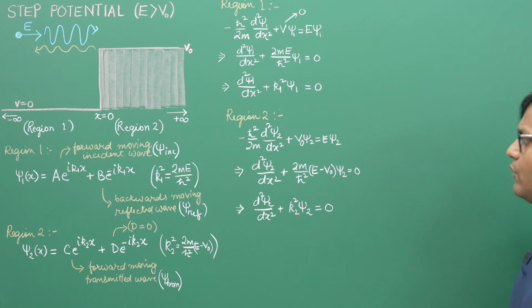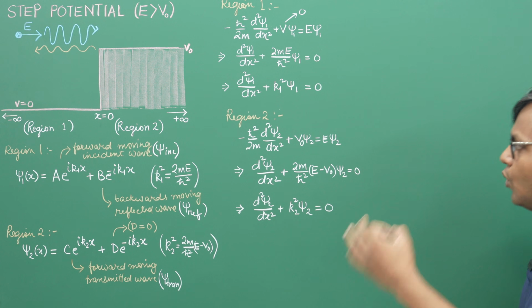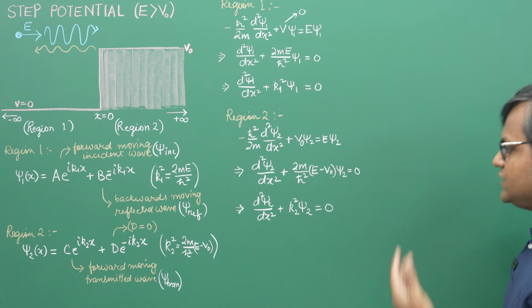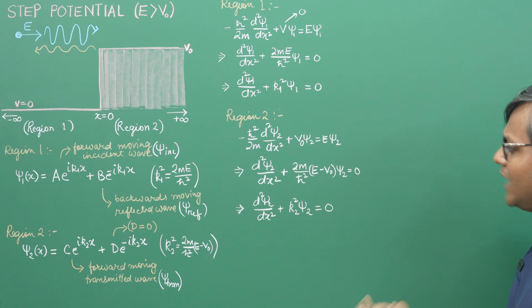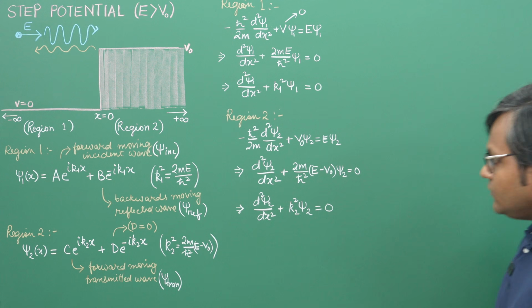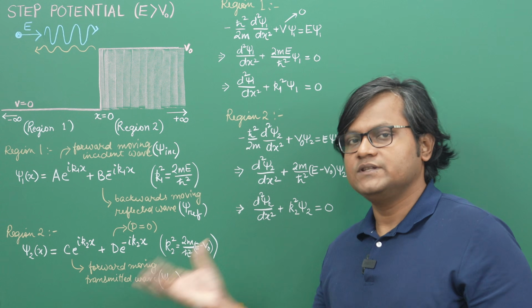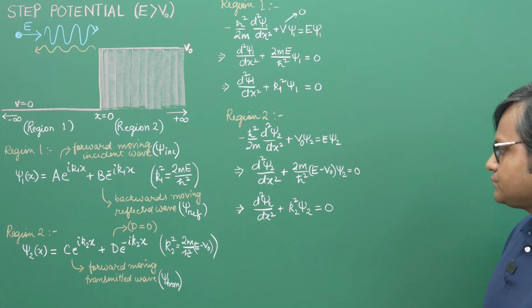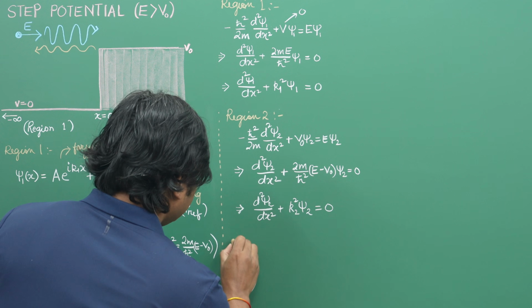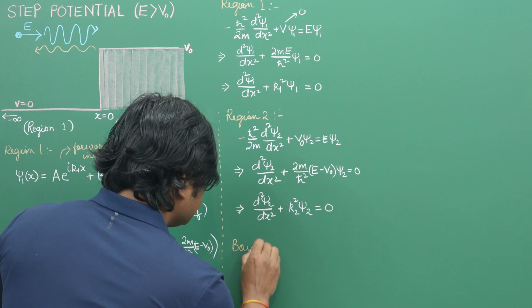Now the question is, I want to figure out what is the probability of reflection and what is the probability of transmission. We can do that by applying the various boundary conditions to these plane wave solutions that we have obtained. Alright, let us apply the boundary conditions here and then proceed with the calculations.